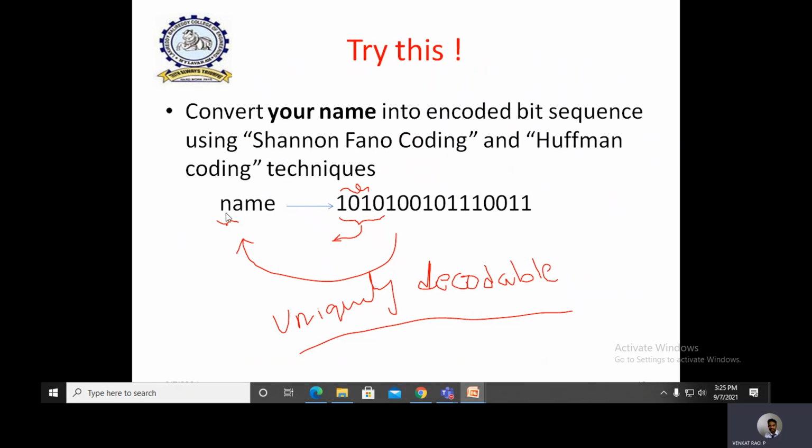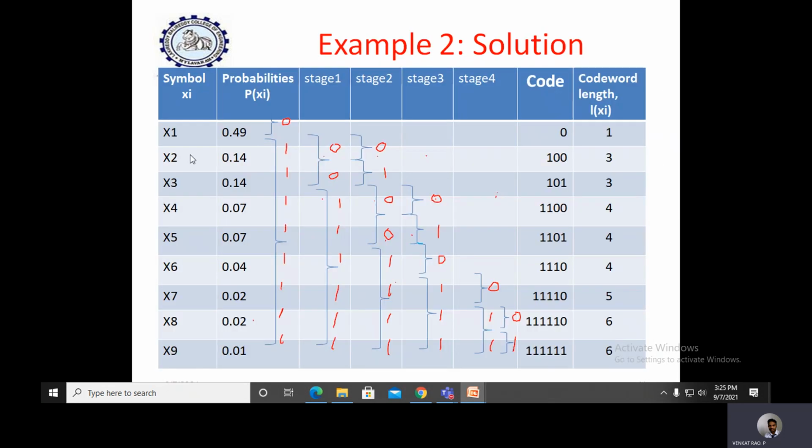Take your name; instead of NAME, you can type your own name. From that name, identify how many symbols there are in your name. For example, here, how many symbols are there? N, A, M, E: 4 symbols. Let us assume N, A, M, E as x1, x2, x3, x4. Instead of writing x1, x2, x3, you can directly write N, A, M, E in this table.